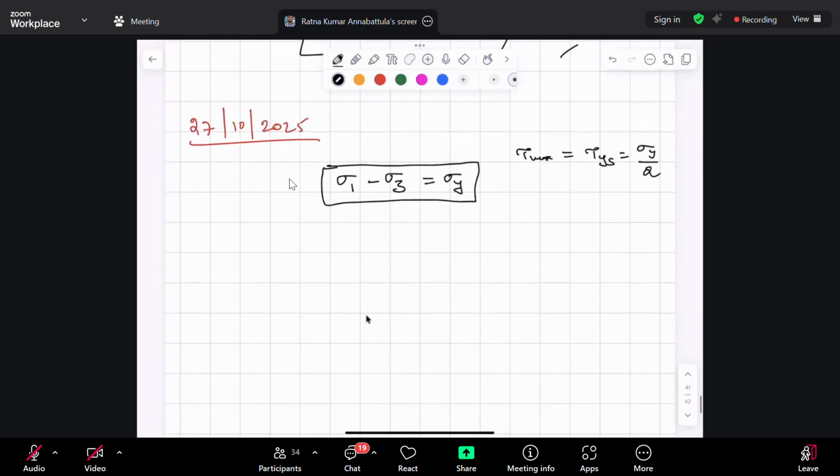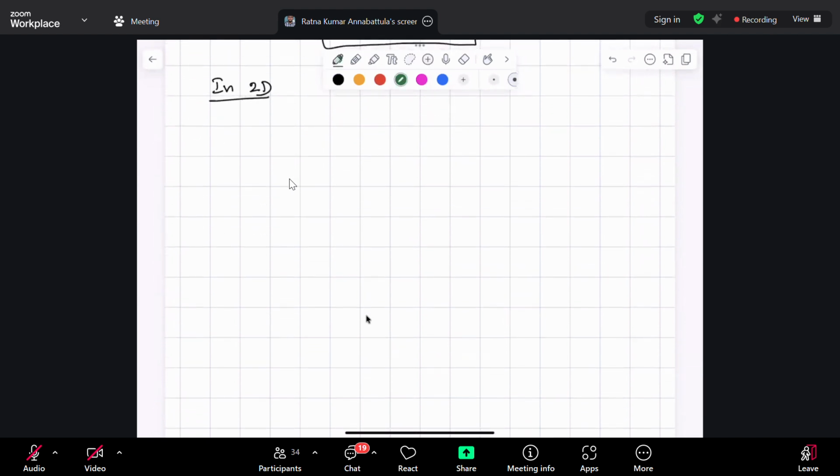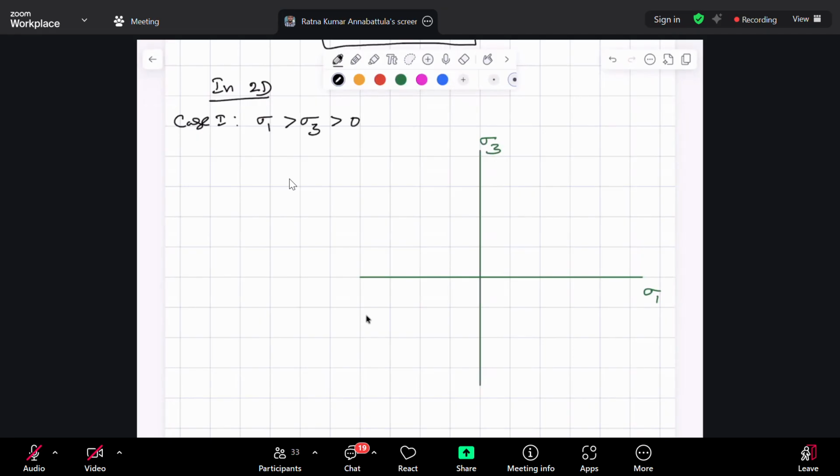So now in 2D, how do we plot the surface? Let me first draw the axes of sigma 1 and sigma 3. This is my sigma 1, that is my sigma 3. Now I am considering case 1. There are several scenarios that are possible. Let us say sigma 1 is greater than sigma 3, which is greater than 0. Because we are talking about plane stress, one of the stresses has to become 0.